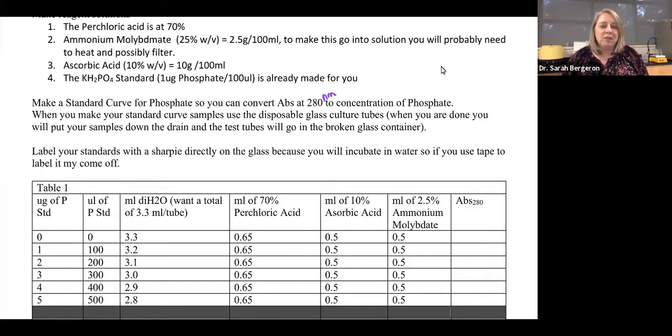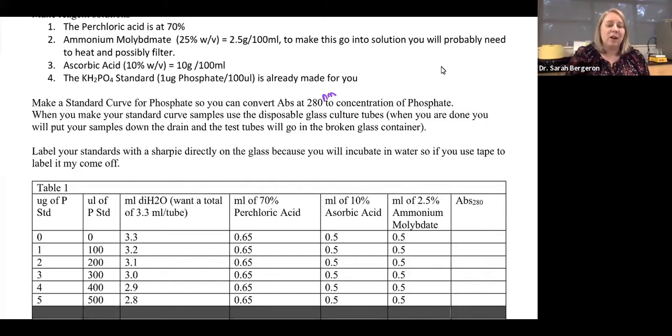So when you make your standard curve samples, you're going to use these tiny disposable culture tubes. We're going to have an incubation period, so we're going to have to put them into a beaker of hot water. If you ended up labeling these with tape, the tape would come right off. So you would just write on the tube with a Sharpie. And then when you're done with it, all your samples go down the drain, and then your test tubes go in the glass, broken glass container, right?